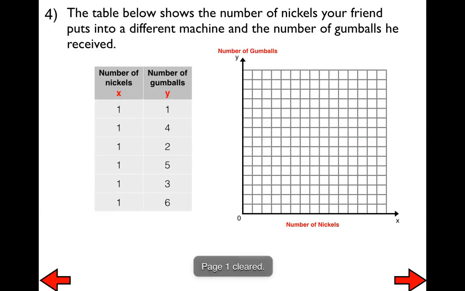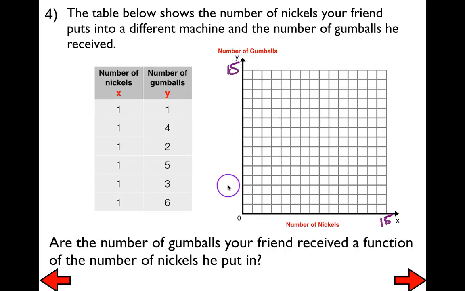So now, taking a look at number 4. The table below shows the number of nickels your friend puts into a different machine and the number of gumballs he received. So same idea here. Looking at the numbers provided, I can definitely scale by 1. So just to speed things up, I'm just going to call this 15 and 15. We'll know that it's scaled by 1. So you're asking yourself, is this a function, the number of gumballs compared to the number of nickels put into the machine? Well, again, the best way to visually see it would be to graph it.